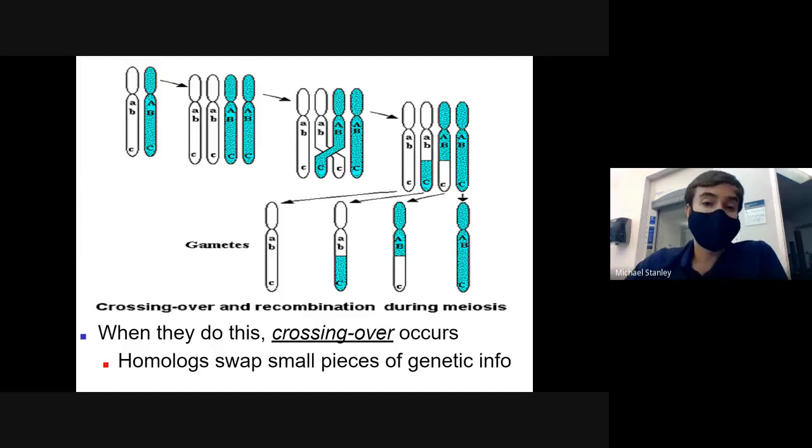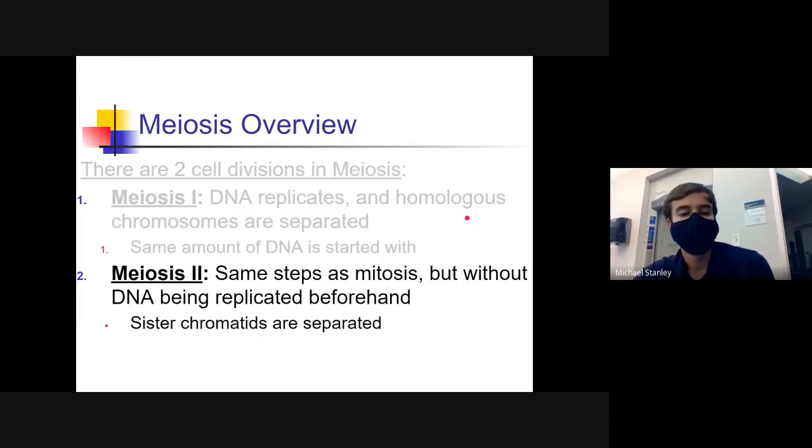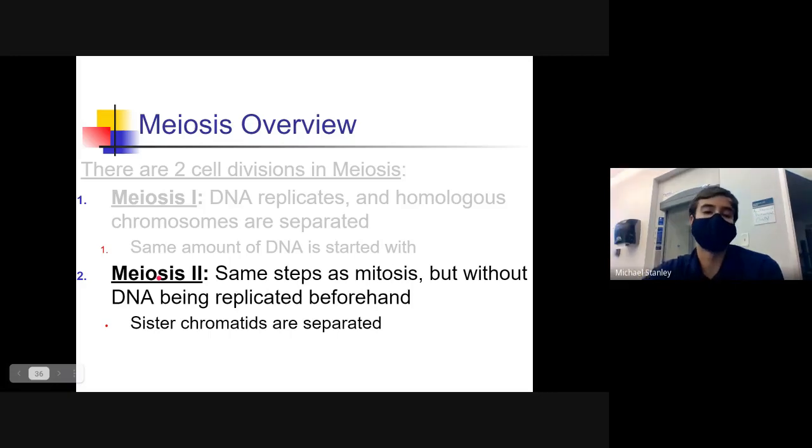But we're in meiosis. We don't want to stop there. We want each cell to only have 1 copy of each chromosome. We want each one of these chromatids to end up in its own cell. So that's where meiosis II comes in. We basically do another round of mitosis, another round of division, but we don't copy the DNA this time.